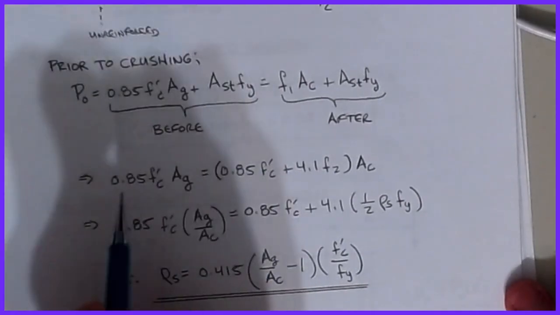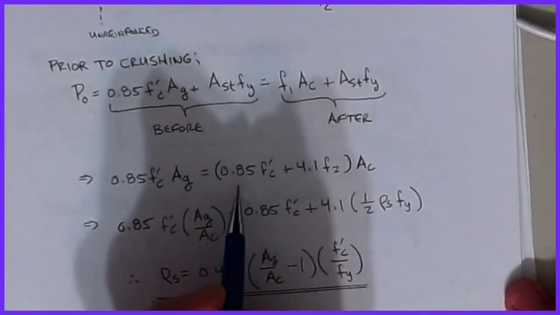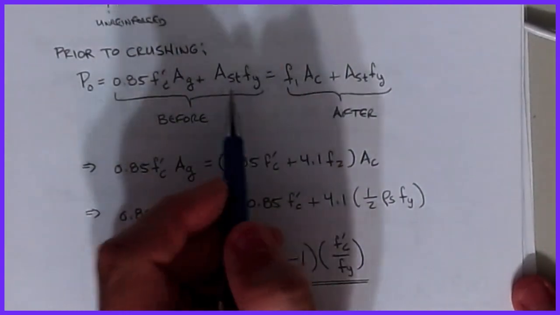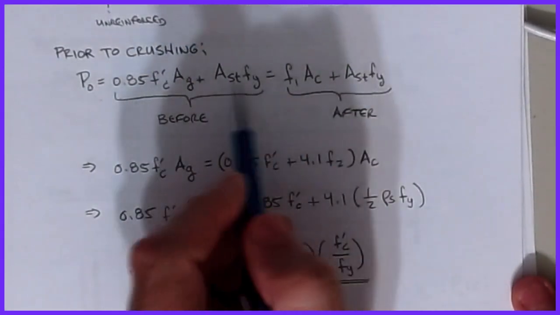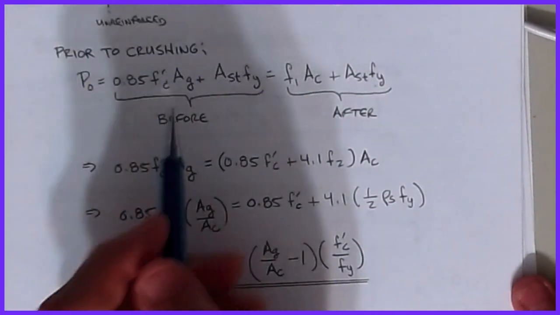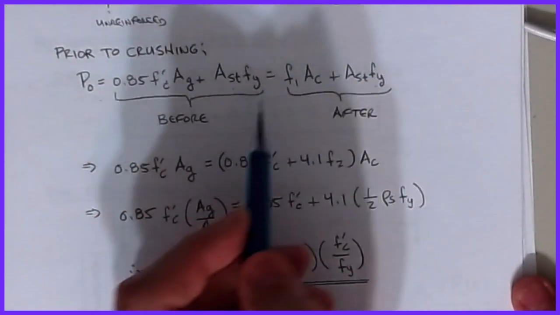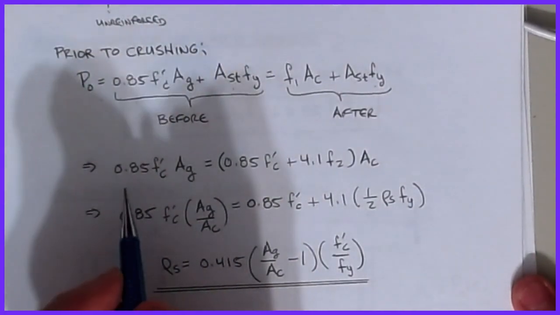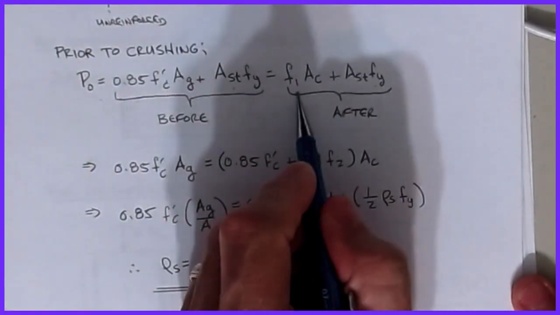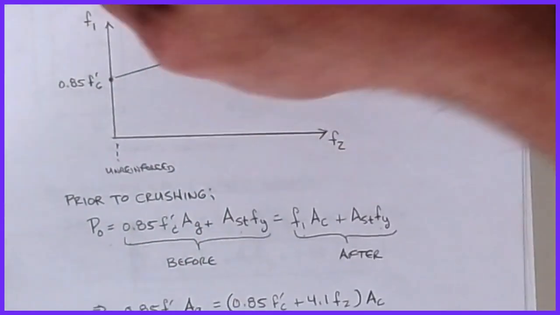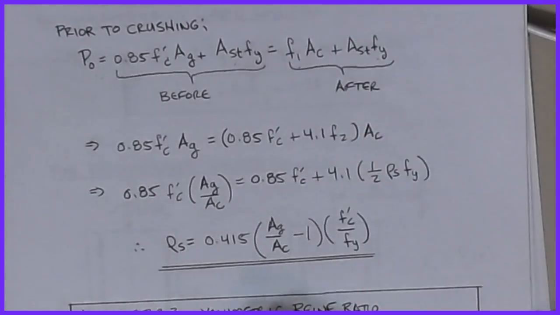We can start to rearrange some things here and do a little bit of algebra. What you notice is Ast Fy and Ast Fy are on both sides. Those will cancel out, and when I do that, I'm left with this term being equal to F1 Ac. So if we go through and do that, with this F1 equation, I can come back up, grab this, and throw it down into the equation here.